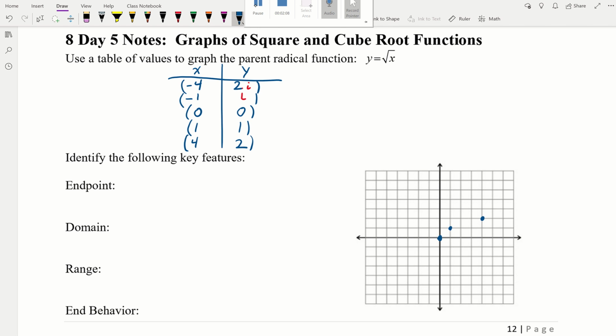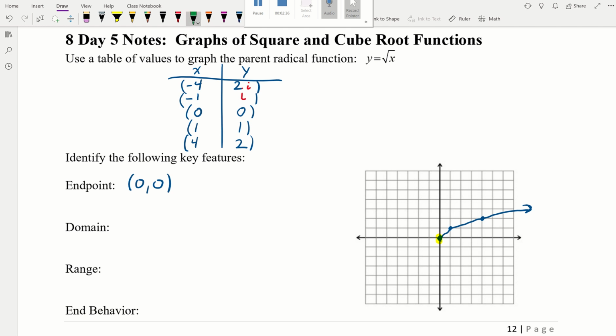So our graph is going to look like this. And let me try to do a better job of actually going through the points. So it's a graph that's increasing at a decreasing rate. Now, some of the key elements of this function that we need to be aware of are there's an endpoint. Okay, so in this case, the endpoint is at (0, 0).